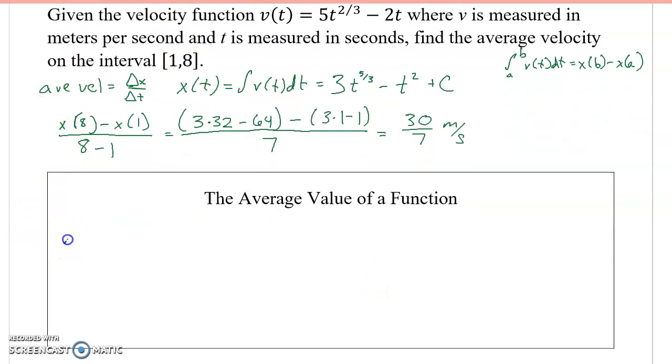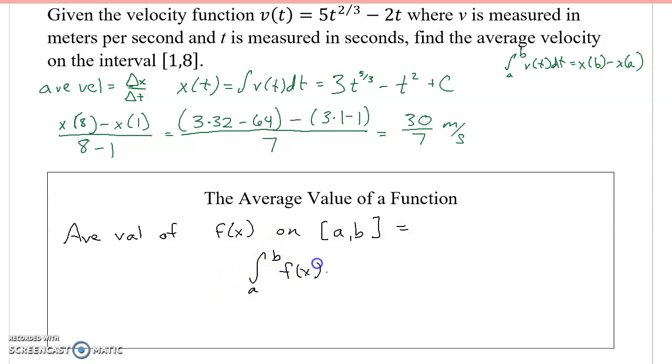The average value of f of x on the interval a to b is equal to the integral from a to b of f of x dx divided by b minus a. And that's, I hope, an intuitive formula, because we just did it in this problem up here, and hopefully it made some sense.